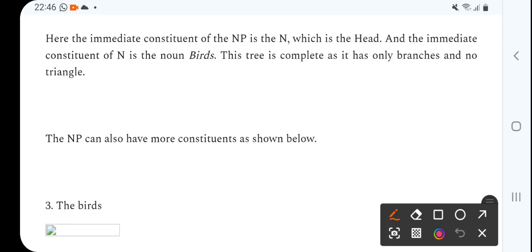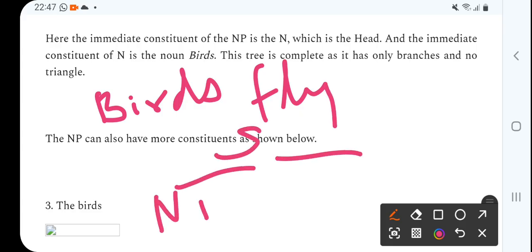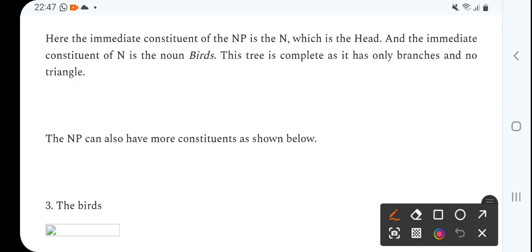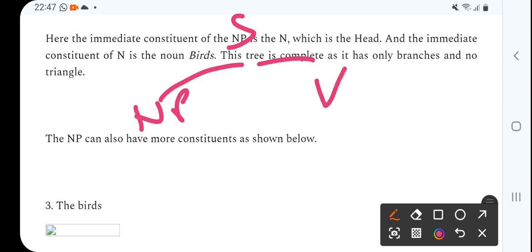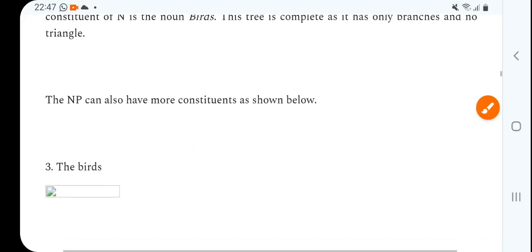I'm just making it for you. That's "birds fly". So the tree diagram of "birds fly" is: sentence, then noun phrase and verb phrase, right? I'm making it again: sentence, noun phrase, verb phrase. Under the noun phrase, that's a noun, "birds", and under the verb phrase, the verb "fly". This will be the tree diagram.